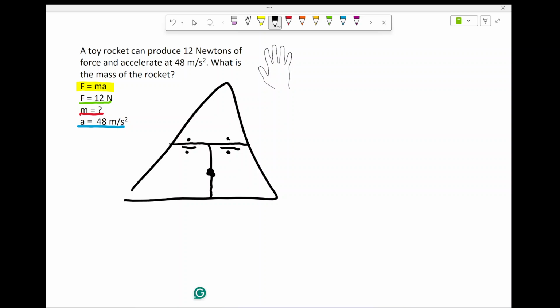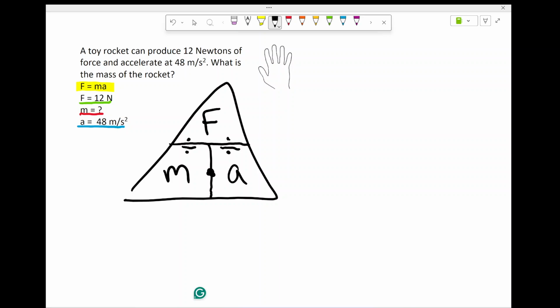To fill in the formula into the triangle, we put the variable that's on the left-hand side of the equals sign into the top section. In F equals ma, that would be F. So F would go up here. And then the two variables on the right-hand side each go into one of the bottom sections. So that would be M and A. Great. So the next thing we need to do is figure out which of these sections I should cover in order to end up with my final solution.